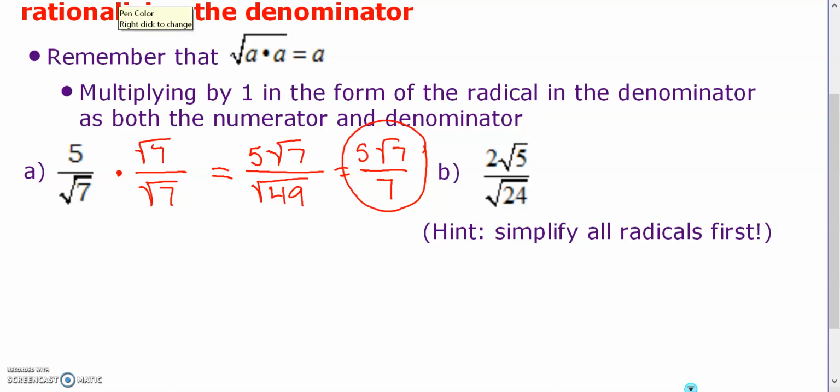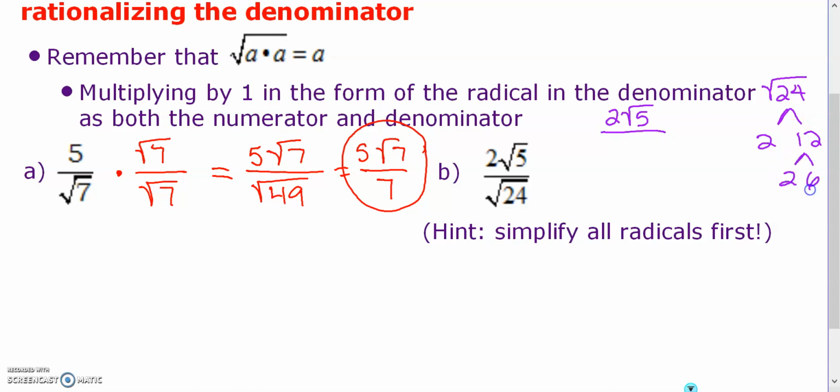Our next one, for rationalizing the denominator, gives us quite a big fraction here with lots of different pieces. So let's take a close look. It says, hint, hint, simplify all radicals first. Okay, well, I can't simplify radical 5 because it's a prime number. So I'm going to leave that be. But in the bottom, I can work on the square root of 24. I'm going to pull it out over here. And I can simplify that. 2, 12, 2, 6, 2 and 3.